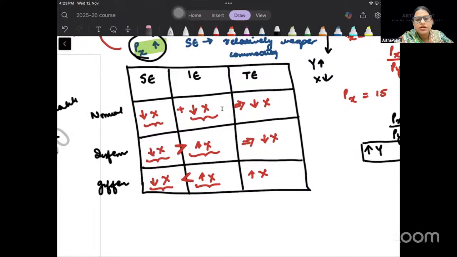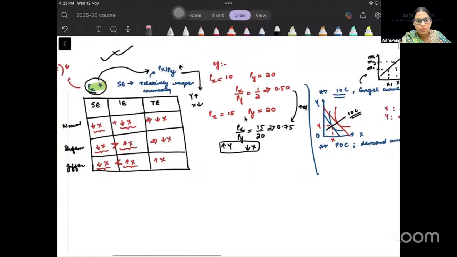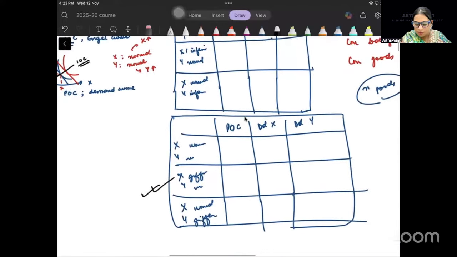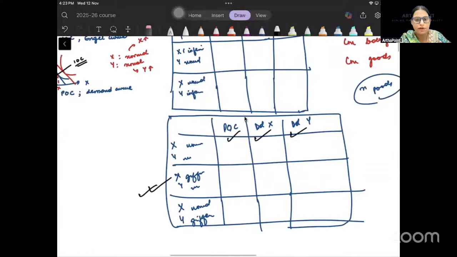What should be covered in table W? What does W mean? Sorry, I didn't get it. Price offer curve, demand of X and demand of Y. Okay, done? ठीक है, so this is the first thing which all of you will do.